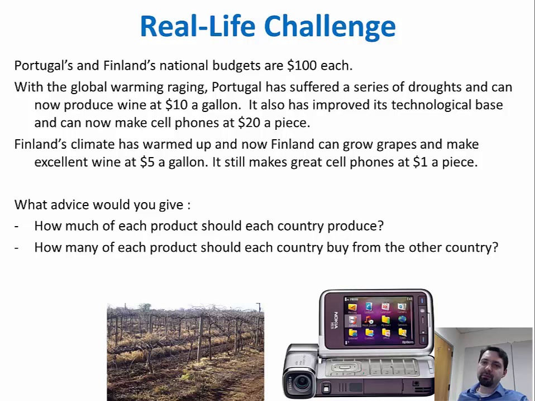At the same time, the climate in Finland has warmed up, and now Finland can not only make cell phones very cheaply at $1 a piece, but also can make wine fairly cheaply because now it's warm enough there, and enough rain, and plus it developed the technology, and so now Finland can make cell phones $1 a piece and wine at $5 a gallon or a bottle.